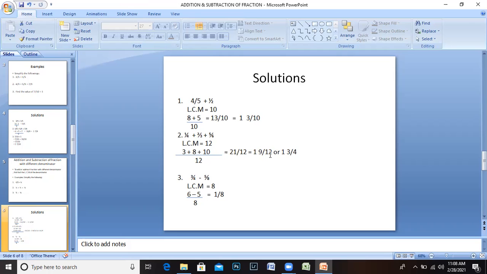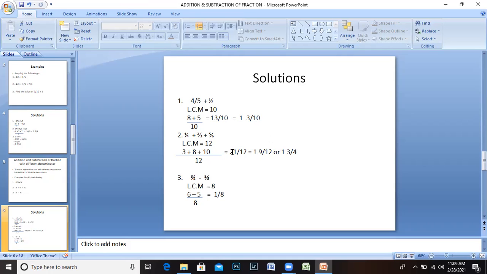Remainder 9 over 12. Now, this 9 over 12, you can still turn into its lowest form. So 3 in 9, that's 3. 3 in 12, that's 4. So our final answer is 1 whole number 3 over 4.